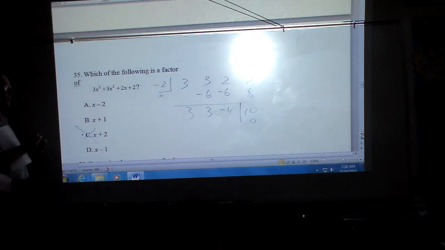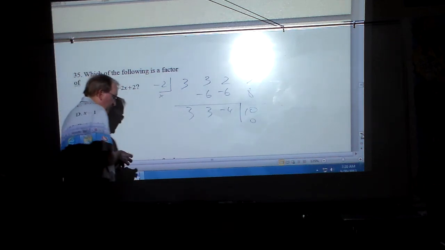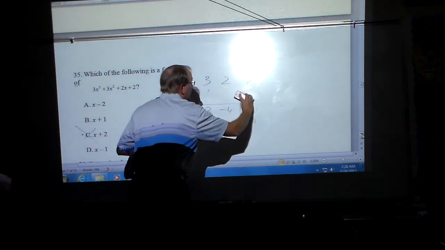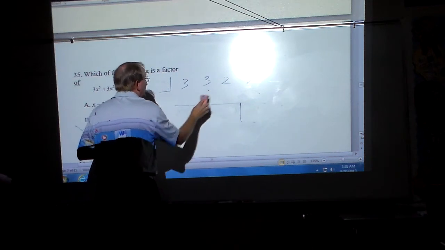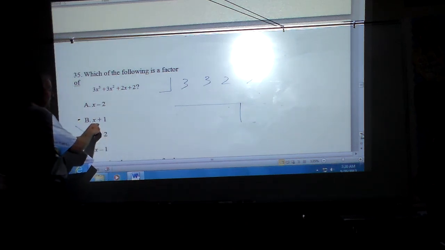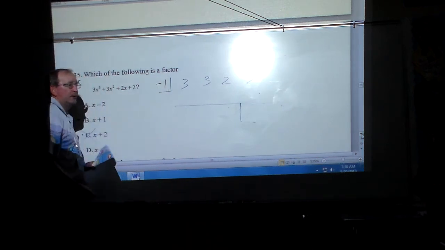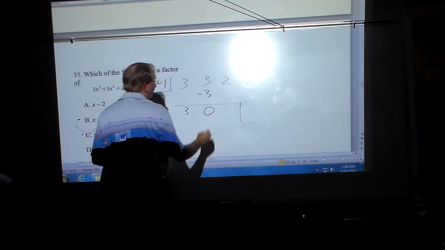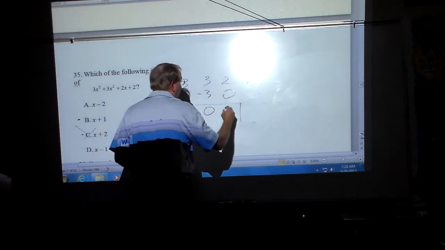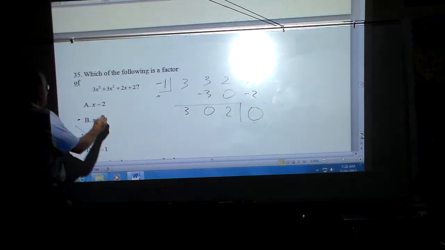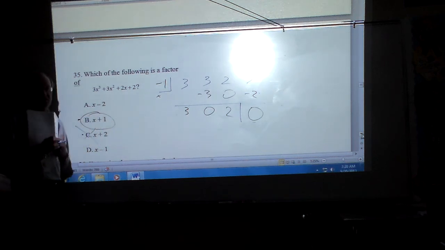So now I'm kind of bummed. Well, what I would do now is just kind of start over. But this time, I can leave those numbers the same. This time I'm going to test this one, the positive one. Just trying to make a guess. So if I'm testing positive 1, I put a negative 1 in there. Still bring down the 3. And now I'm going to multiply. Negative 1 times 3 is negative 3. Hey, there's 0. Negative 1 times 0 is 0. Bring down the 2. Negative 1 times 2 is negative 2. I got an answer of 0. So my answer is B, x plus 1.